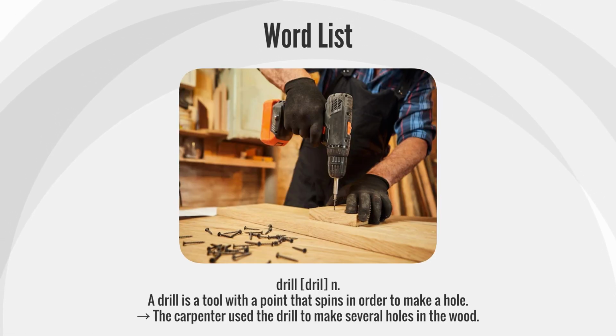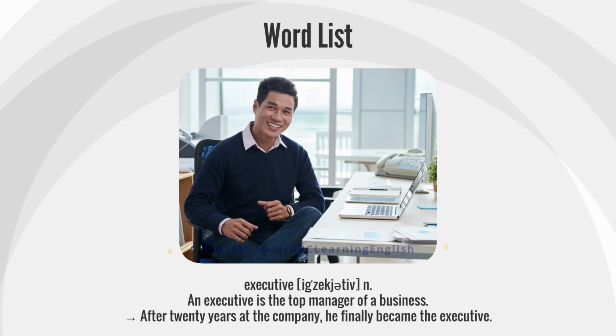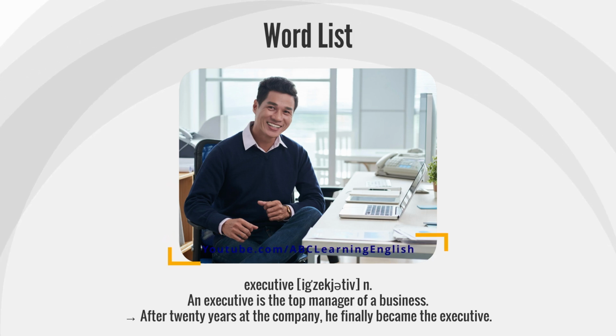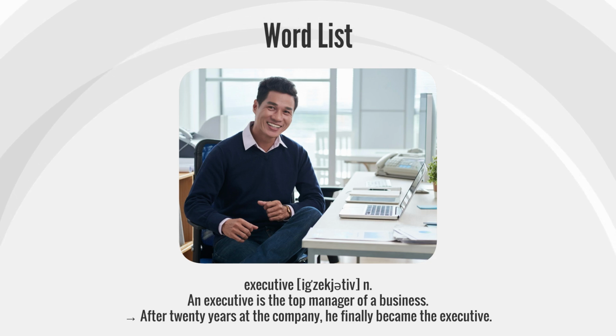Drill. A drill is a tool with a point that spins in order to make a hole. The carpenter used the drill to make several holes in the wood. Executive. An executive is the top manager of a business. After 20 years at the company, he finally became the executive.